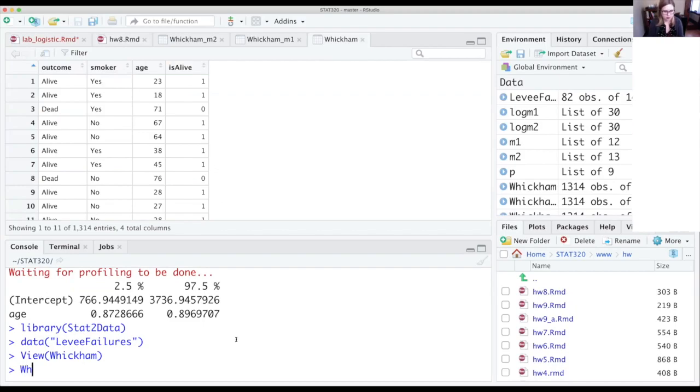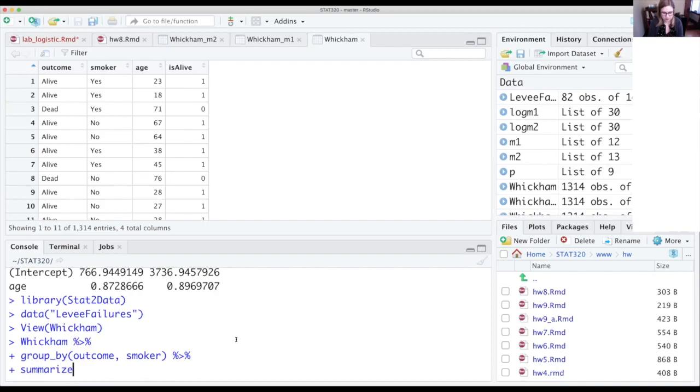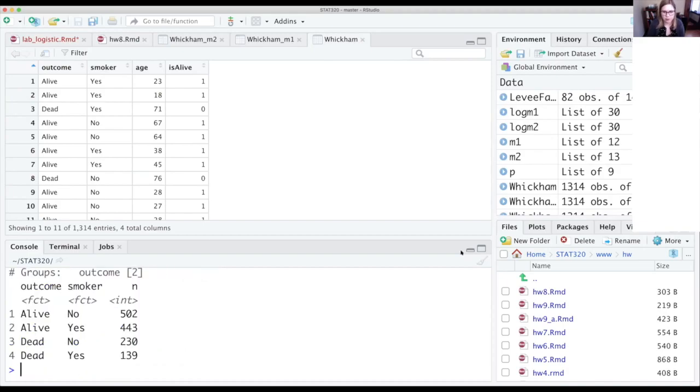So we're going to take our Wickham data, and then we're going to group by, and you want to group by both of the variables. So outcome, comma, smoker. But the order in which you group by makes a difference in the results that you'll eventually get. So we can look at it both ways and see which way we actually want. And then I'm going to summarize. And what I'm going to summarize is n is equal to n, open paren, close paren. Just do that much here.